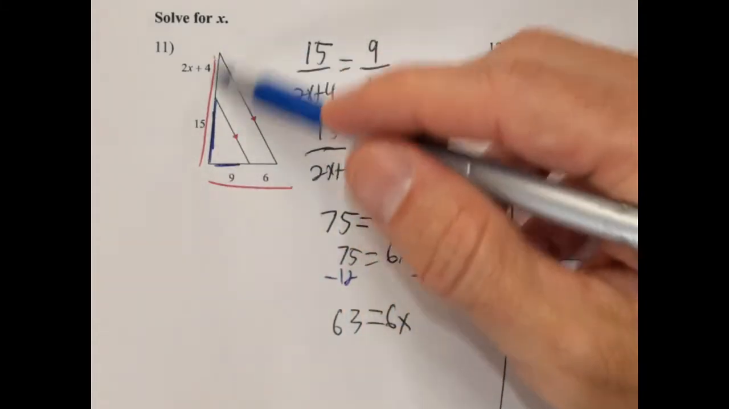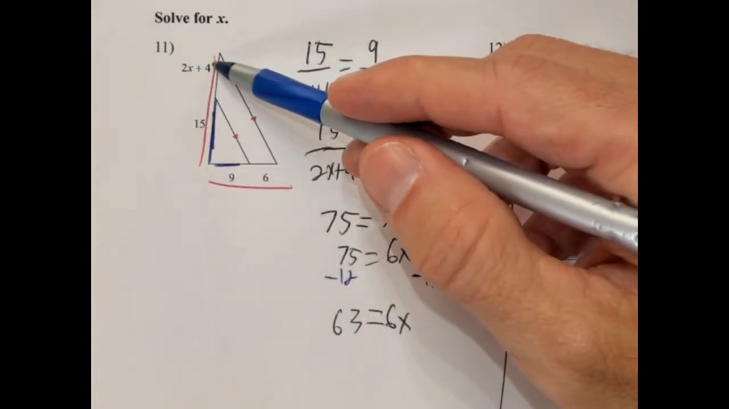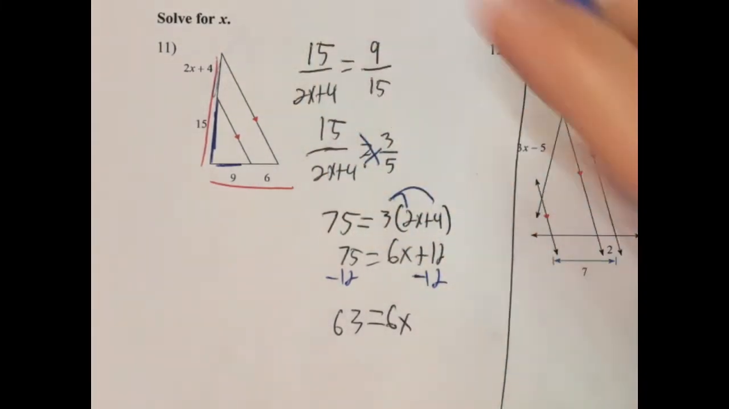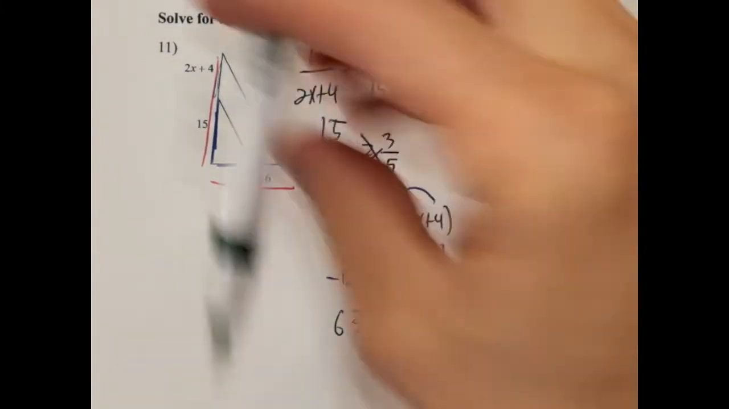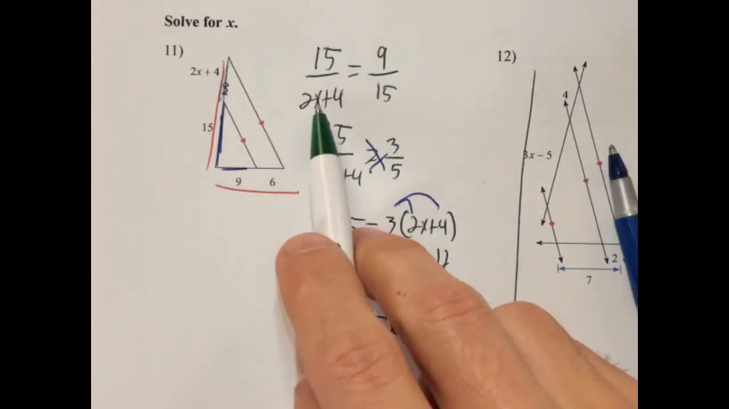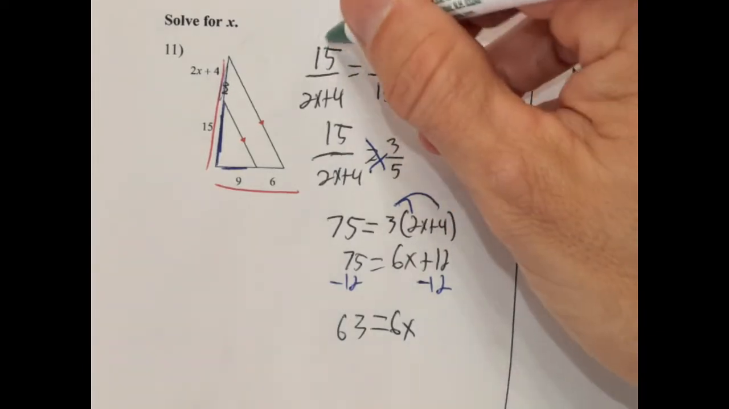This is not 2x plus 4. For some reason, when I saw it, I thought it meant the whole thing, but it doesn't. It means just this little piece right here. So red is actually the whole. That was silly. Red is actually both these added together. So this needs to be 2x plus 4 plus 15. So this is all wrong.